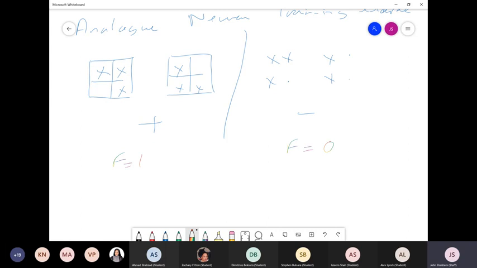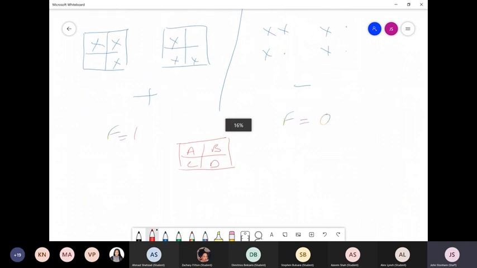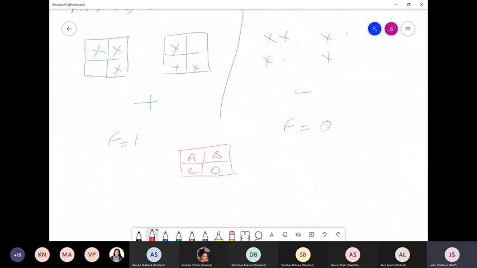Now, if I were to label the inputs as variables, let's call that A, B, C, and D, the logic function that will respond to these two patterns is going to be F equals A, B, not C, not D, or A, not B, C, D.